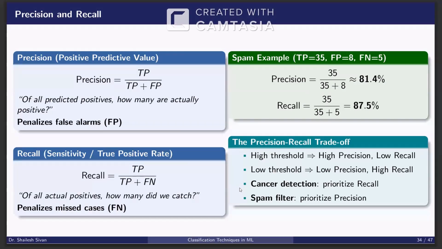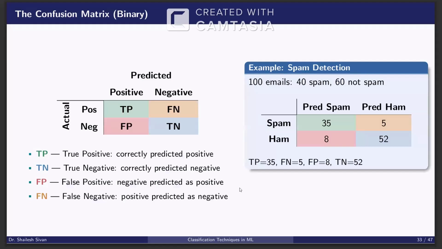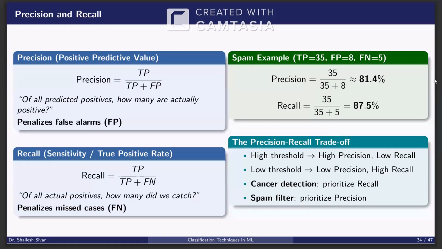And recall. Recall is nothing but what? Among the total positives, how many of them are actually predicted as positives? In total, how many positives, how many spams did I have? 40 spam, 35 plus 5. Out of that, how many did I get as spam? 35. So 35 by 40, that is 87.5. Is that clear?